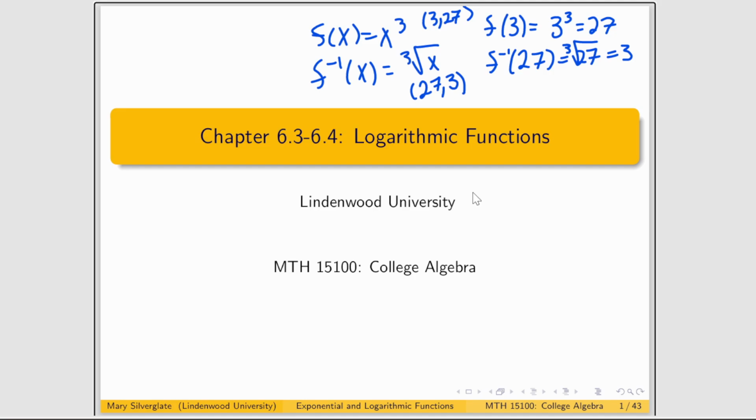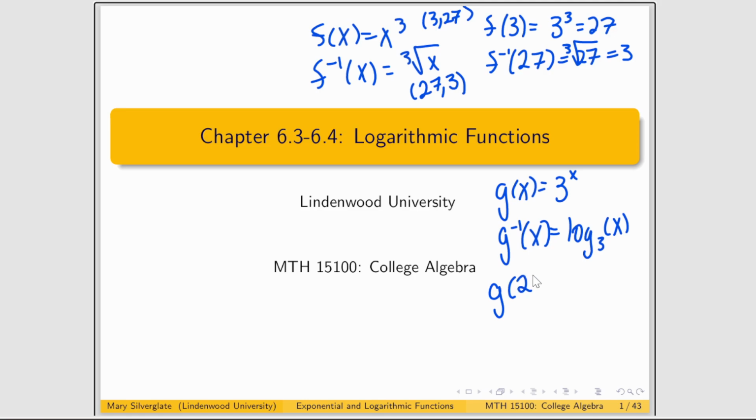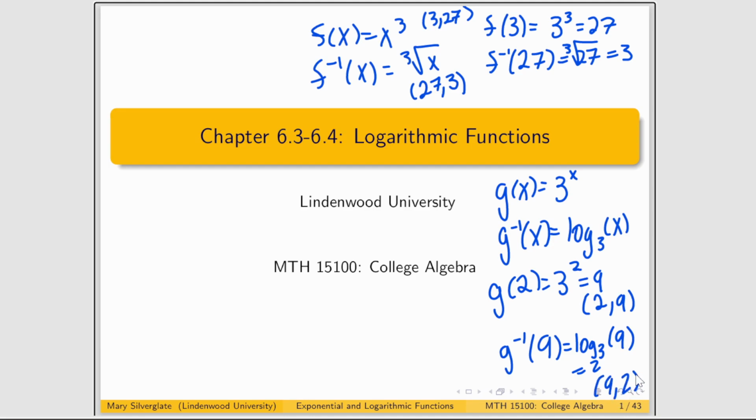Think the same thing with exponents and logarithms. So if I have a function g of x equal to 3 to the x, its inverse is going to be log base 3 of x. If I evaluate the original function at 2, that would be 3 squared, which gives us 9. That means the original function has the point (2, 9). The inverse function, the logarithm evaluated at 9, is log base 3 of 9, to give us 2. So then we have the point (9, 2).